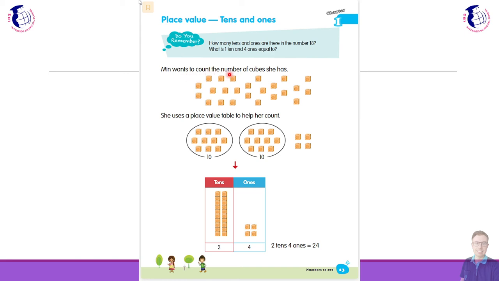So Moon wants to count the number of cubes she has. They're all split into 1s here. She uses a place value table to help her count. She puts the 10s into here and the 1s into here. So make sure you're familiar with these place values. When you get to grade 3, you'll also add hundreds there as well.